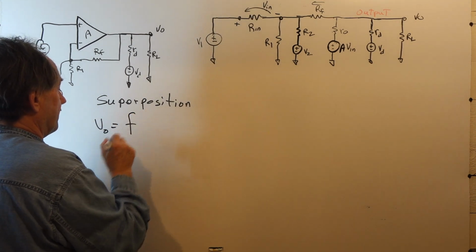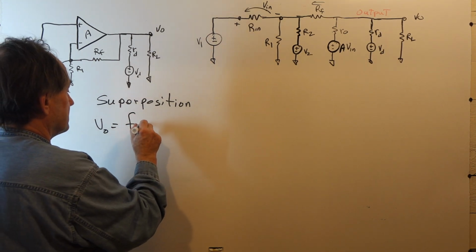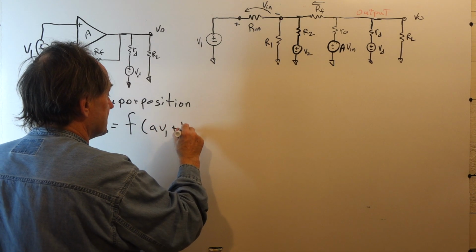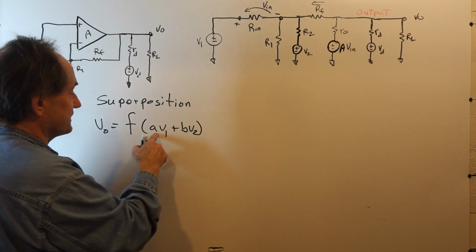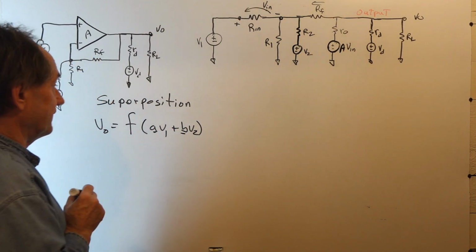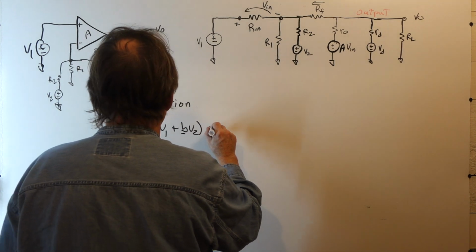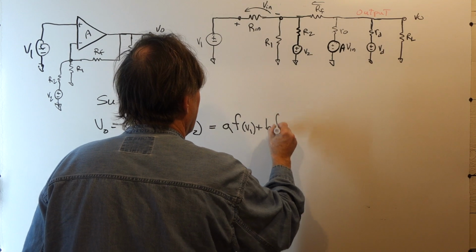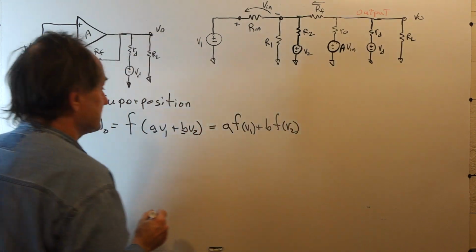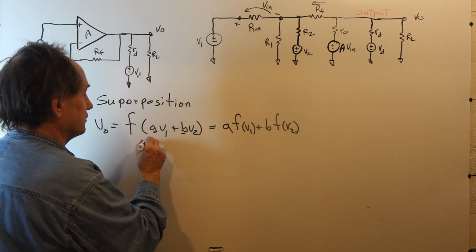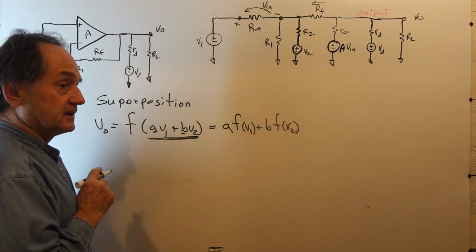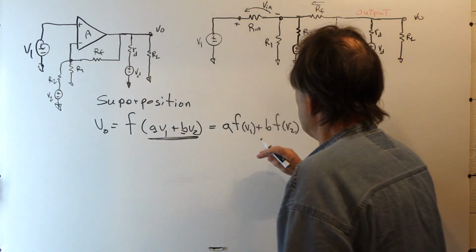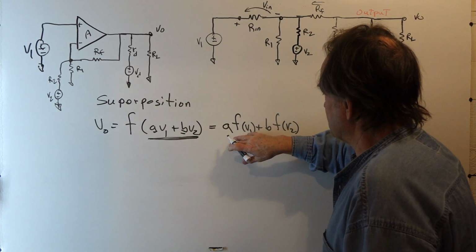Well, we have some function, say of A V1 and B V2, where we have two sources and these are the amplitudes of the sources. The definition of superposition and linearity is that this is A F of V1 plus B F of V2. What this tells us is that the solution to the network when we activate both sources simultaneously is the same as if we just activated the sources one at a time.